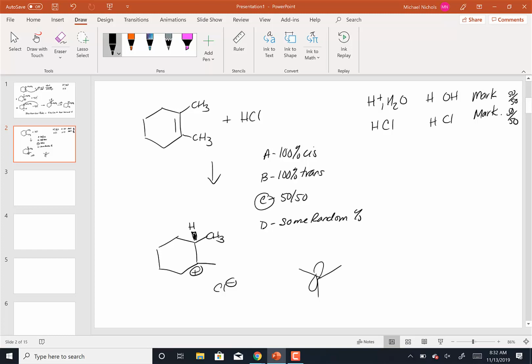As we start these reactions out, H plus H2O, HCl, what am I adding? HOH, HCl. How? Markovnikov. How? 50-50 cis and trans. As we go through the reagents, you're going to want to make a table, or I will make a table. I think I've already made that table. It's going to say 50-50 for each one of these. Why? Because it undergoes a carbocation. Any reaction in the future that undergoes a carbocation intermediate will also be 50-50.